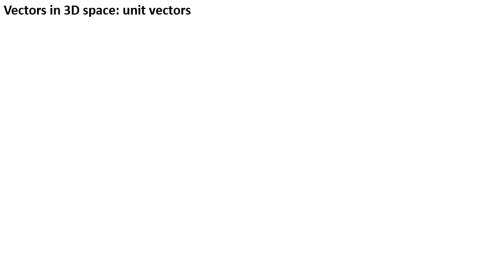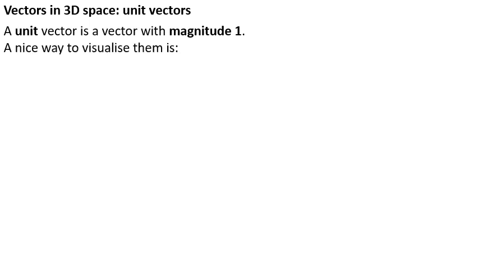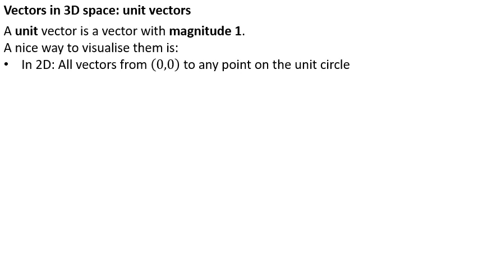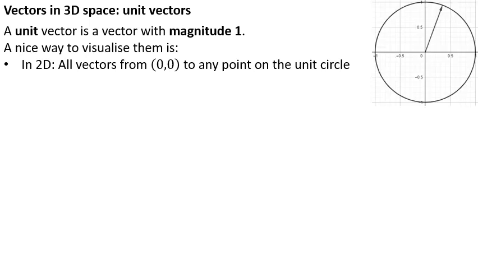Now let's finish off with unit vectors. Unit vector is an idea that hopefully will make sense now you know how to find the size of a vector and you understand what it means for a vector to be parallel to another vector. A unit vector essentially means a vector with a magnitude of 1 unit. So it has a length of 1. And there are some nice ways to visualize this. In 2 dimensions, you can think of the unit vectors as being any vector which takes you from the origin to the edge of the unit circle.